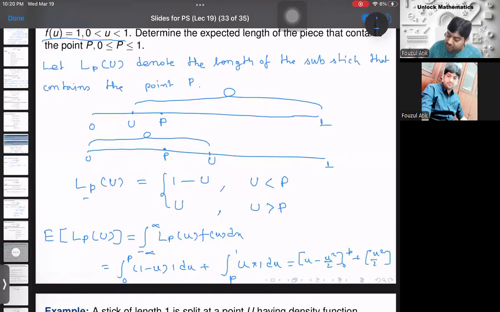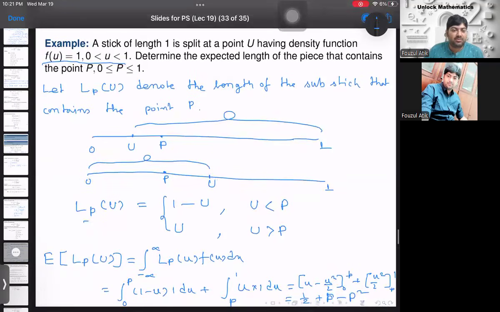The integration is between p to 1. Now if you just simplify this, it is p minus p square by 2 plus 1 by 2 minus p square by 2. If you do the calculation after simplifying, you will get 1 by 2 into p minus p square. So this will be our answer, the expected value.